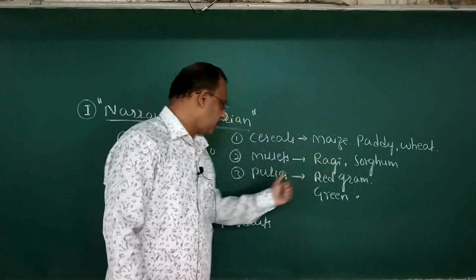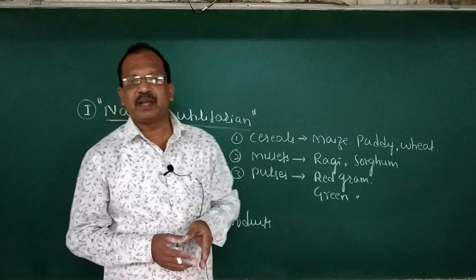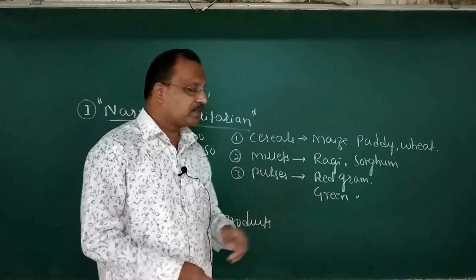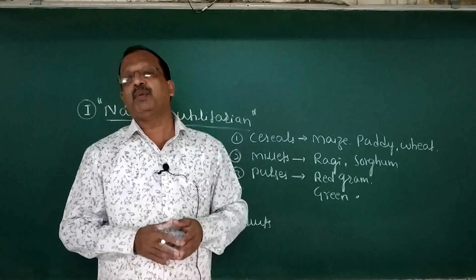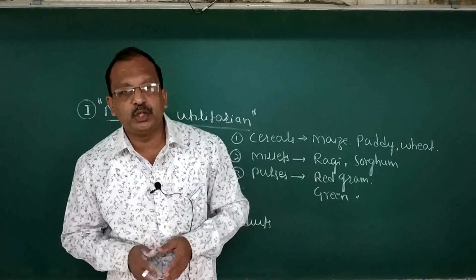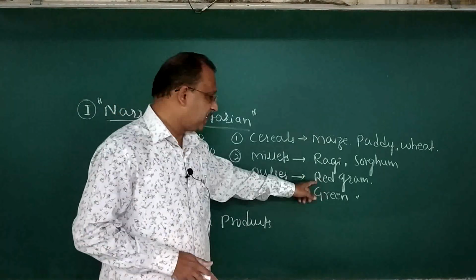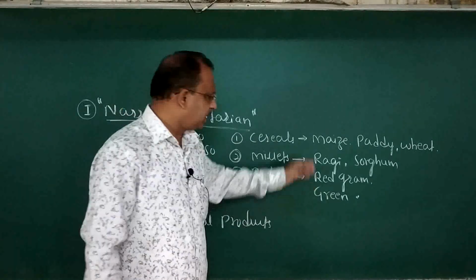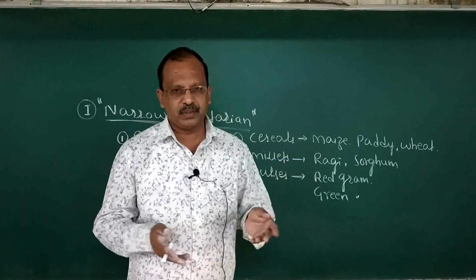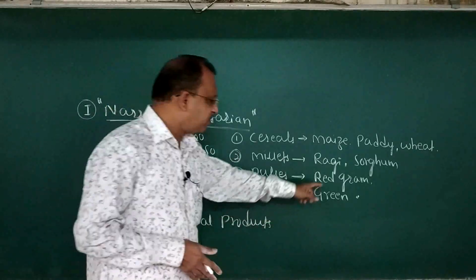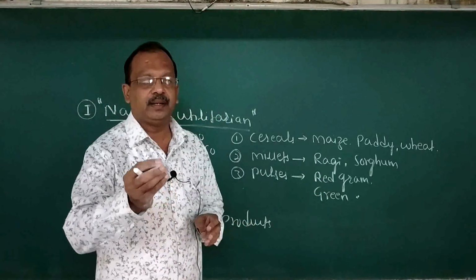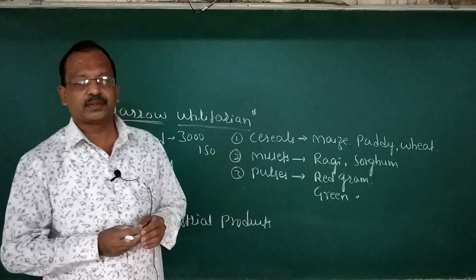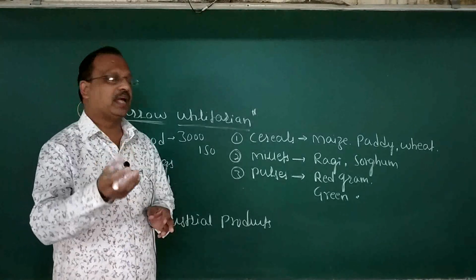Pulses belong to subfamily Papilionaceae, main family Leguminosae. Examples are red gram and green gram. Many more examples are there. One or two have to be remembered. You know our Gulbarga region is very popular for red gram. In Urdu it is called tuvar dal or tur dal.